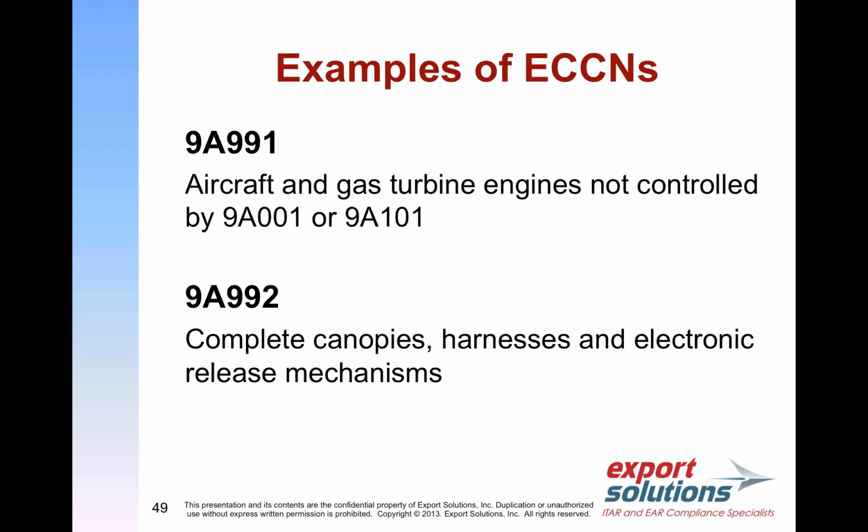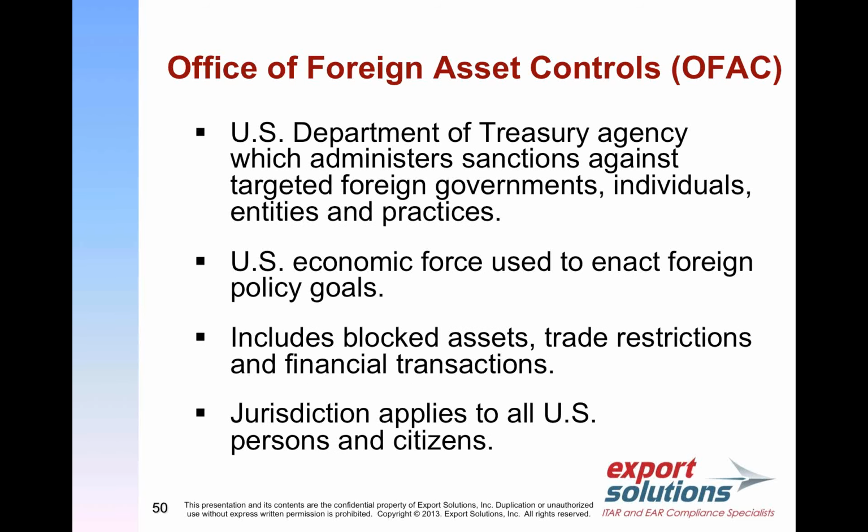They can block assets. They can lock up people's bank accounts. They can create trade restrictions, such as they have with Russia, and they can stop financial transactions. OFAC has a great deal of power. And, of course, its jurisdiction applies to all U.S. persons and citizens. Now, when we say that, the first question might come to mind and say, well, Vladimir Putin is not a U.S. person, so how can OFAC sanction him?